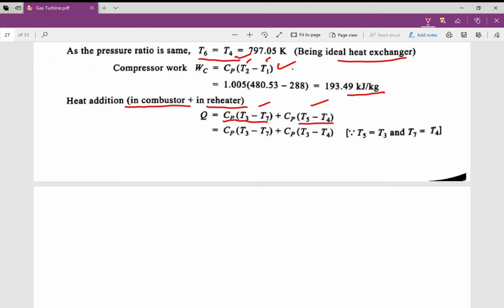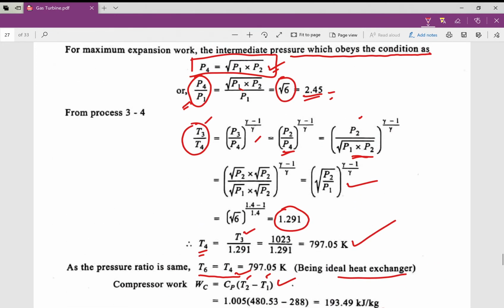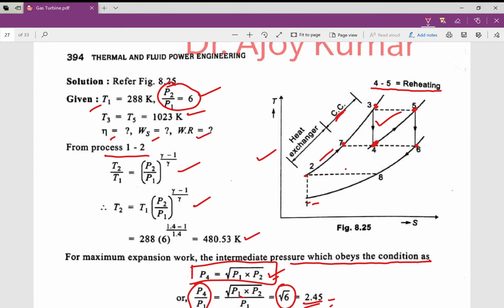Now this T5 is equal to T3. This takes place due to reheating, and T7 is equal to T4. This is due to regeneration. And of course these temperatures are shown here on this TS diagram.